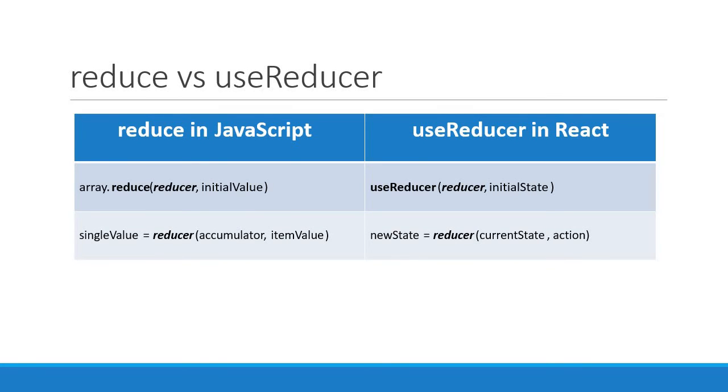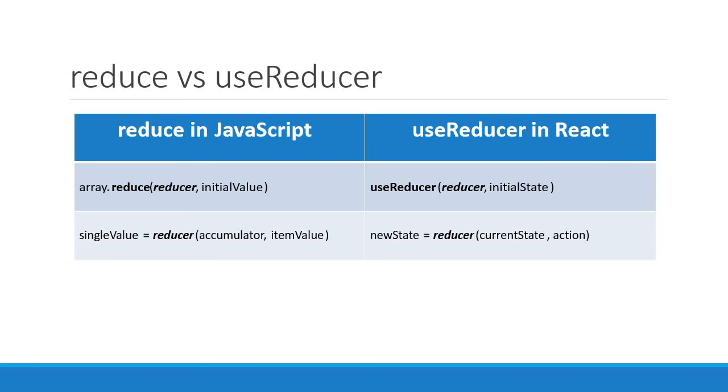With the reduce method, the reducer in its simplest form will accept two parameters, which are the accumulator and the item value, and returns a single value. With useReducer, the reducer function again accepts two parameters, but this time the parameters are the current state and something called an action. And the reducer will return a new state. To put it roughly, the action parameter is what dictates the state transition from the current state to the new state, and we will talk more about that when we take a look at the examples.